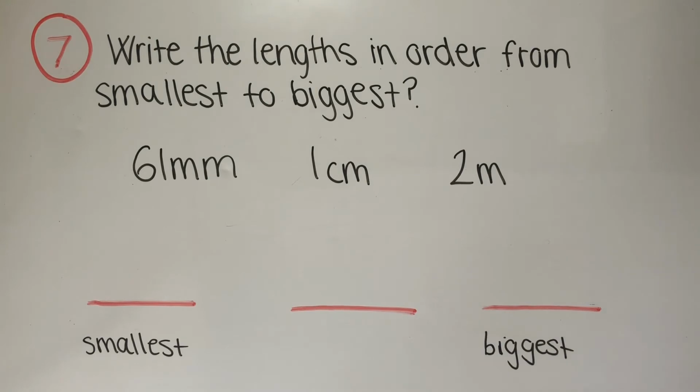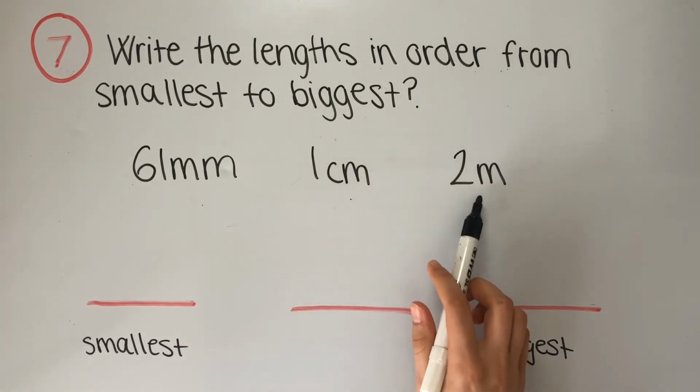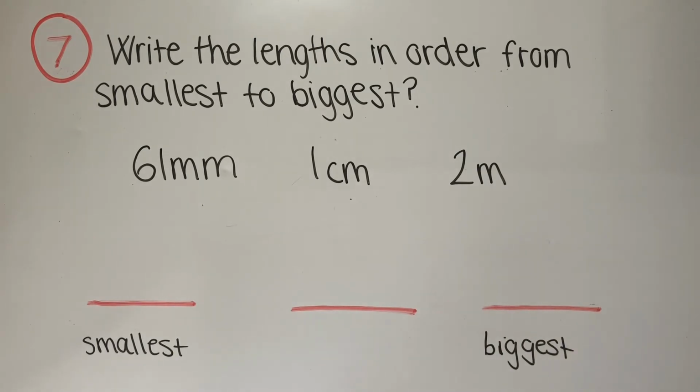Question 7. Write the lengths in order from smallest to biggest. We can see that each of the 3 lengths have a different unit. This one's in millimetres, this one's in centimetres, and this one is in metres. Our first step is to make them all one unit. I think it's easier to convert them all into centimetres.